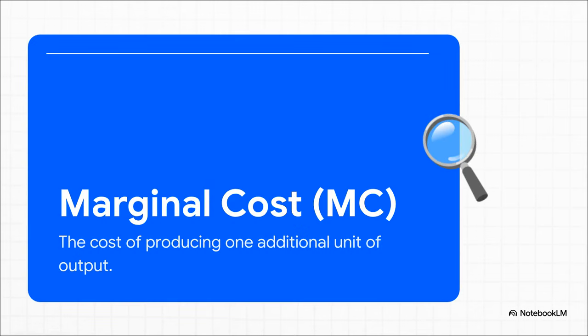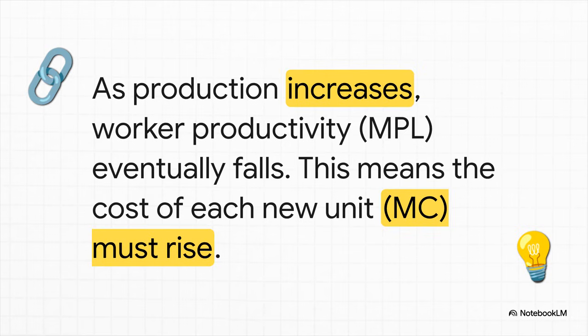So what is this marginal cost, or MC? Well, it's basically the flip side of marginal product. Instead of asking, what does a new worker give us, marginal cost asks, what does it cost us to produce just one more item? That's it. What's the cost of that single next unit off the assembly line? And here it is. This is the crucial link that connects everything we've talked about.